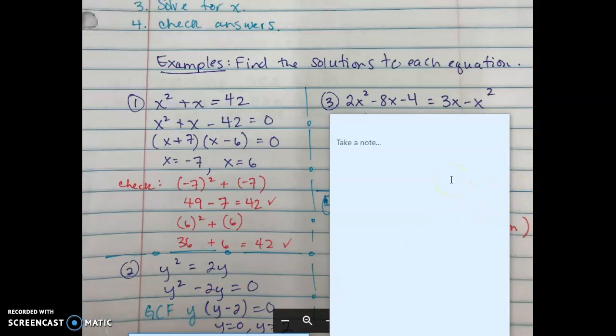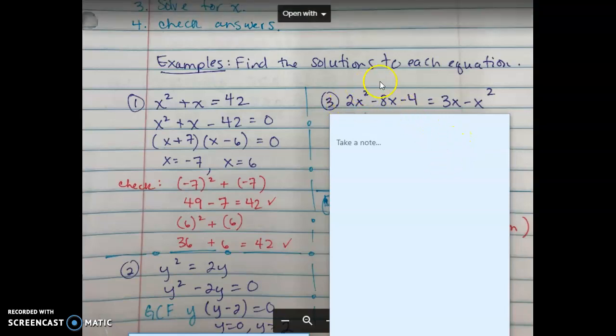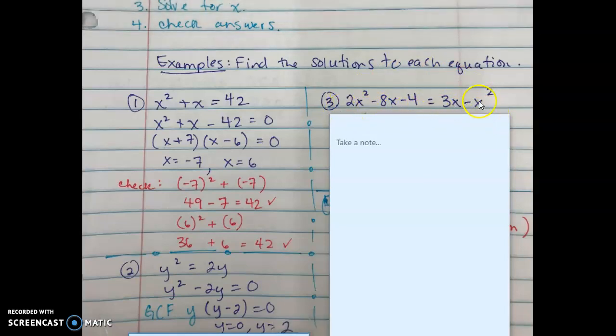Okay, for number 3. Making it a little bit harder, we've got 2x squared minus 8x minus 4 equals 3x minus x squared. You can move whichever way you want, either to the left or the right. You'll end up with the same answer in the end. I'm not going to move the 2x squared to the right because I'll end up getting negative 3x squared when I subtract 2x squared to the right-hand side, and I'd rather work with a positive on my x squared.